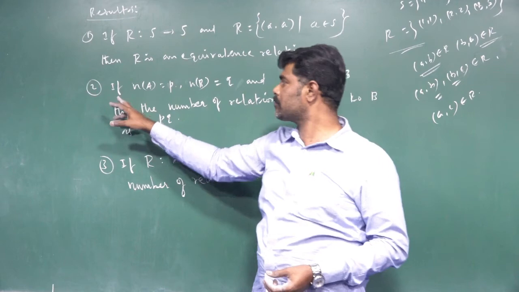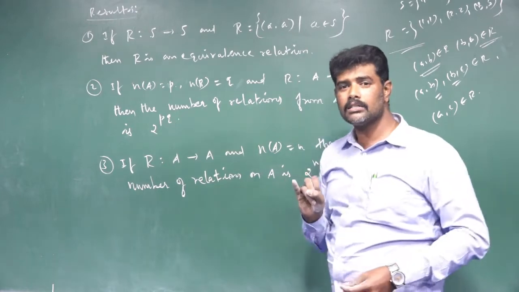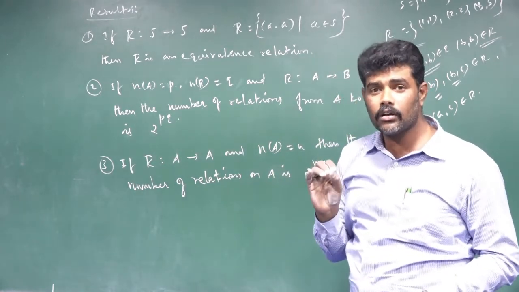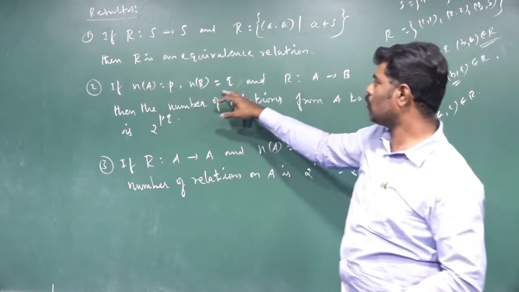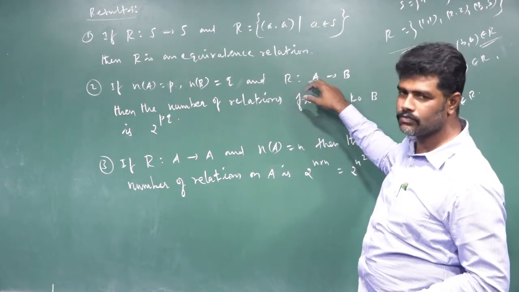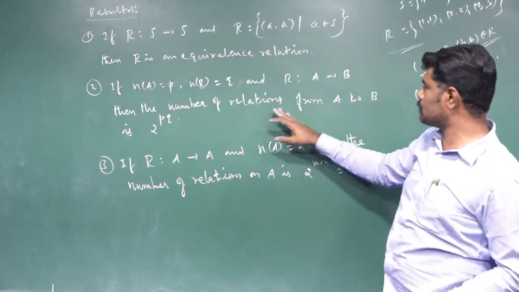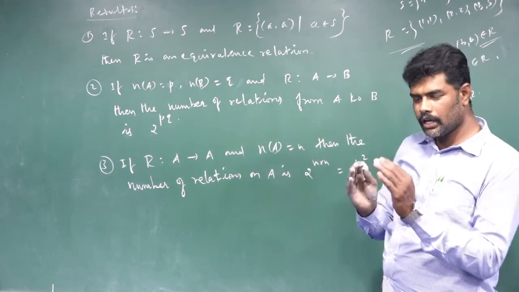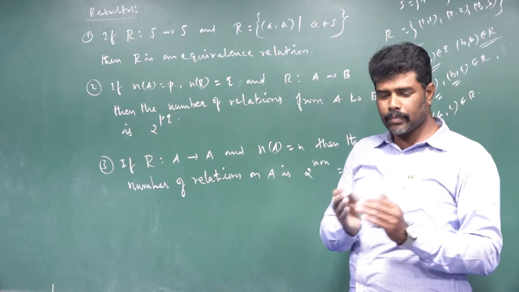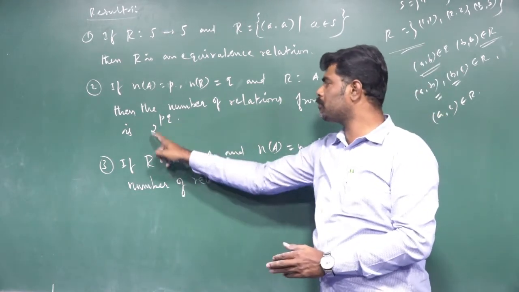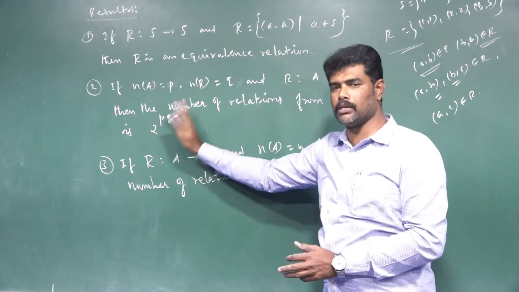Okay, then the second point: n of A means the number of elements, or else the cardinality. Cardinality means nothing but the number of elements, that's all. Suppose n of A is equal to P and n of B is equal to Q, and R is a relation from the set A to B. Then the number of relations from A to B: A has P elements, B has Q elements. How many relations can we form from the set A to the set B? 2 power PQ. 2 power PQ number of relations are possible.